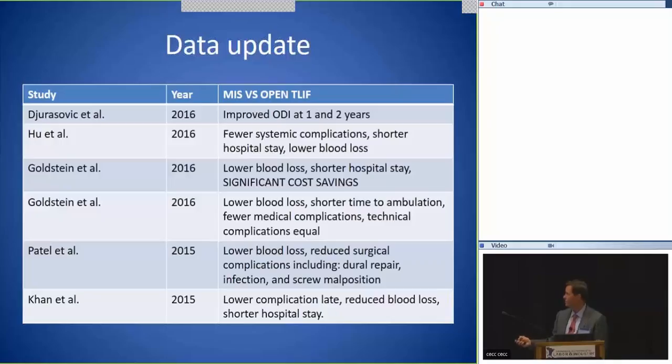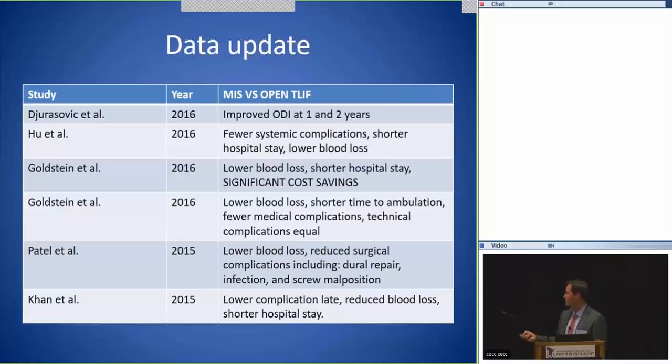Here's a study showing fewer systemic complications, shorter hospital stays, lower blood loss. Well, this part I think we've shown. That part we've definitely shown. Again, Goldstein, lower blood loss, shorter hospital stay, significant cost savings, right? We're starting to talk more and more about that in healthcare. If you're in the hospital for a shorter period of time, you have fewer post-surgical complications, you are lower cost.